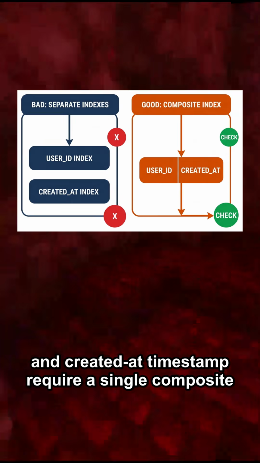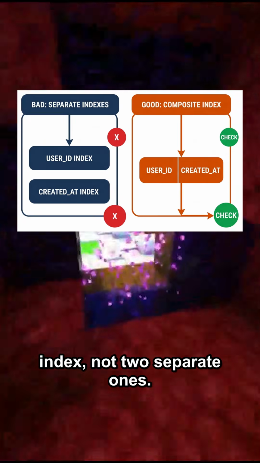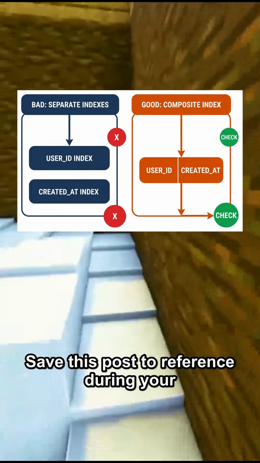For example, query filters on user ID and created at timestamp require a single composite index, not 2 separate ones.